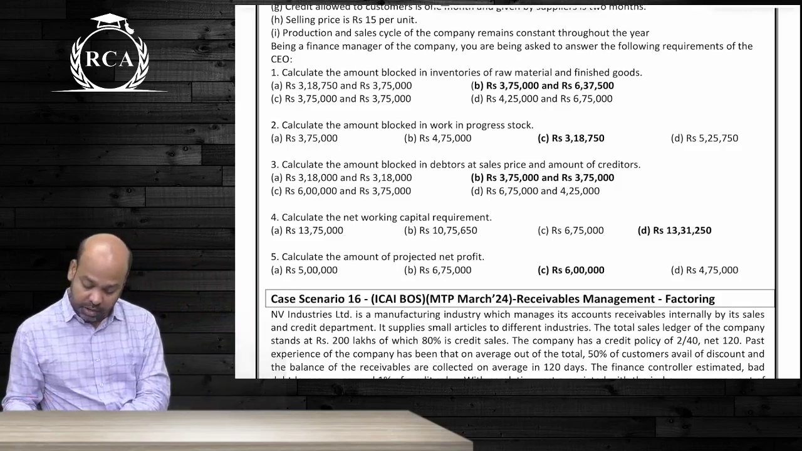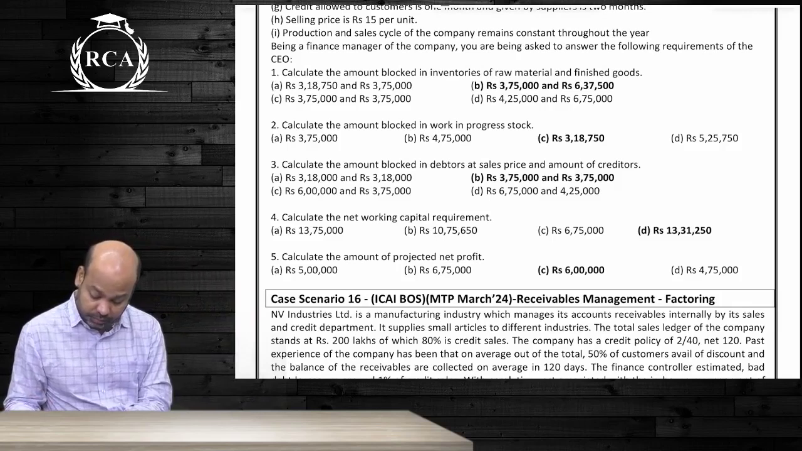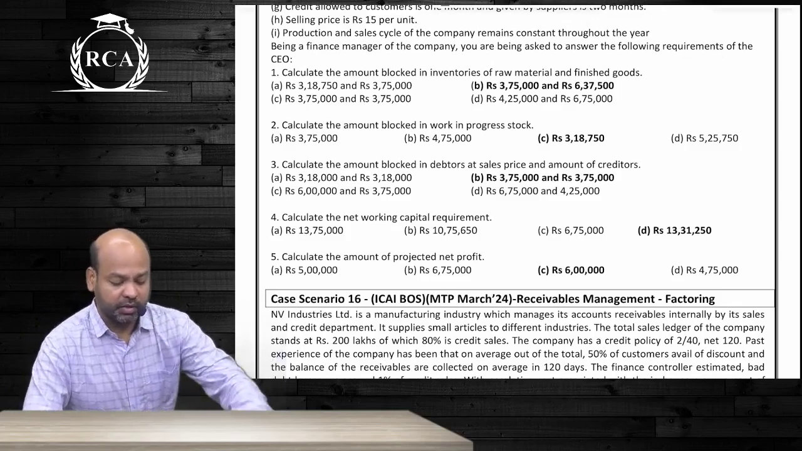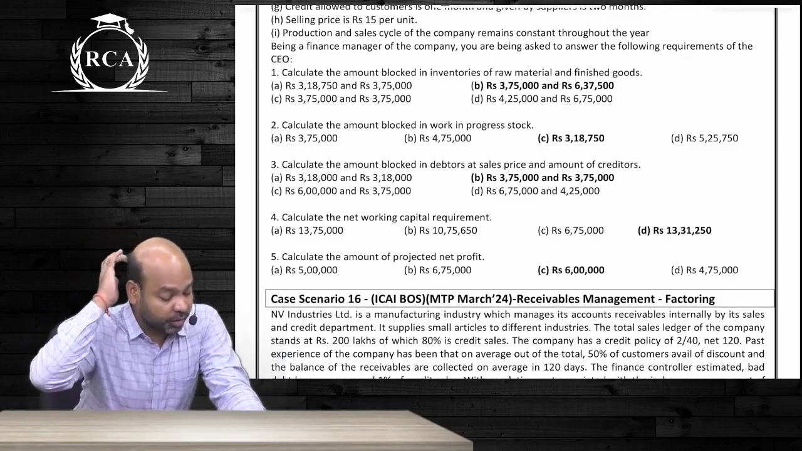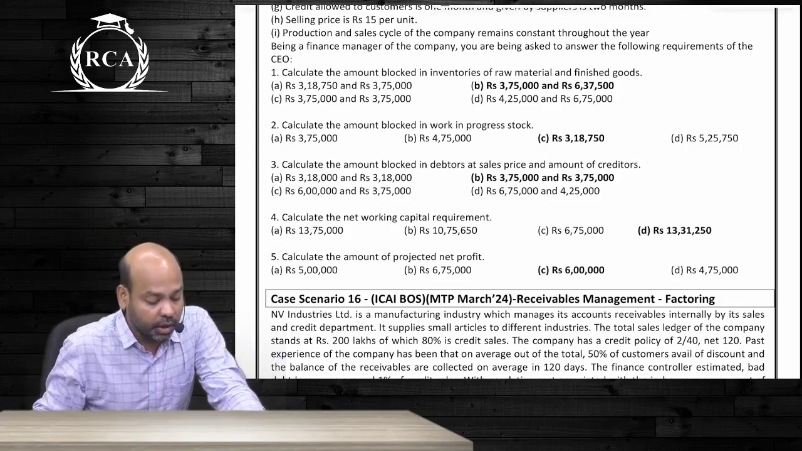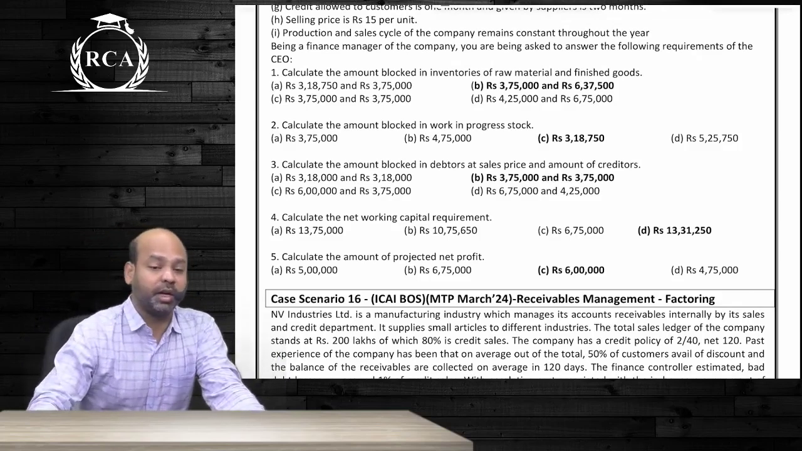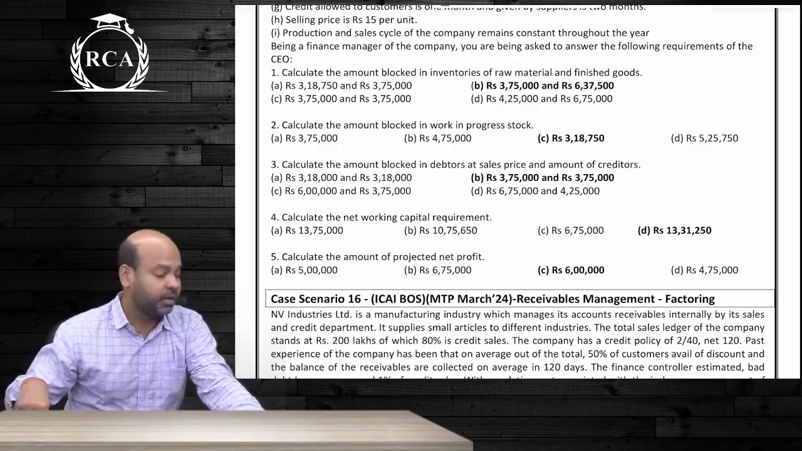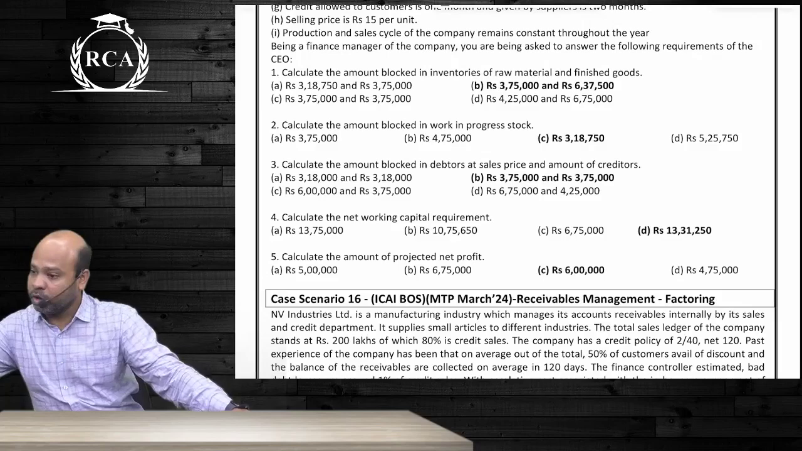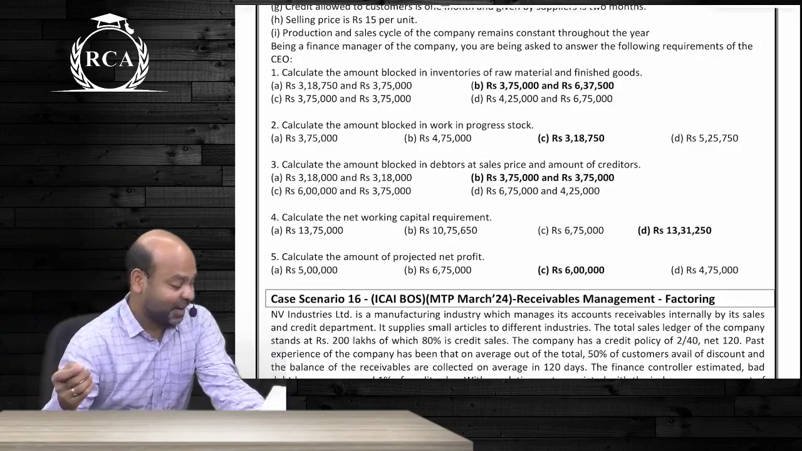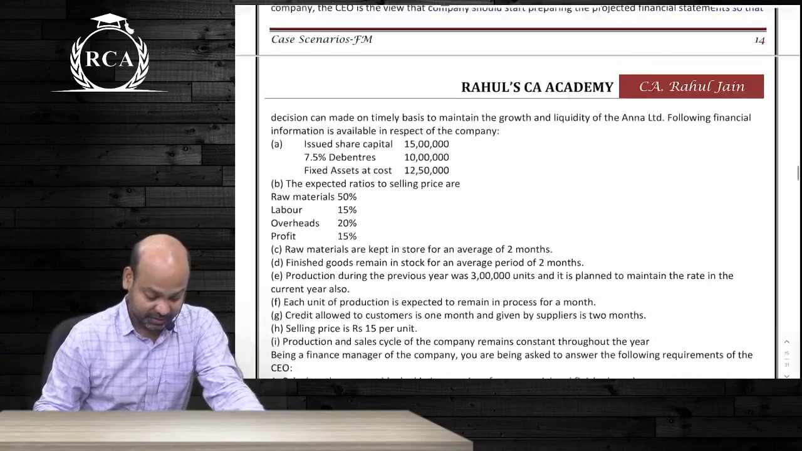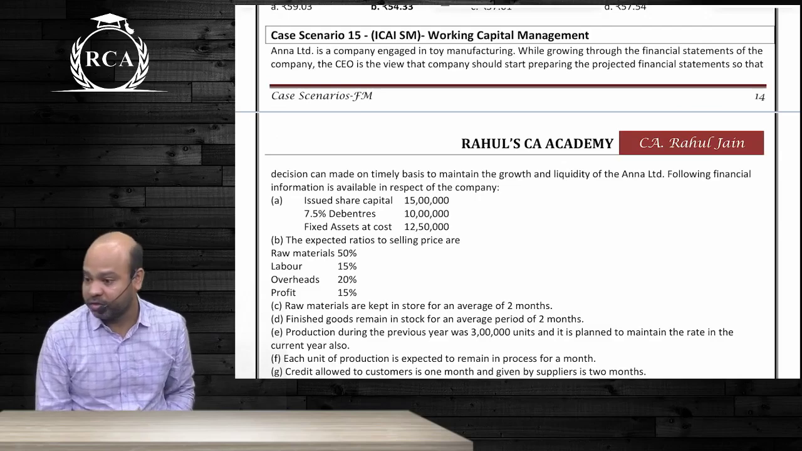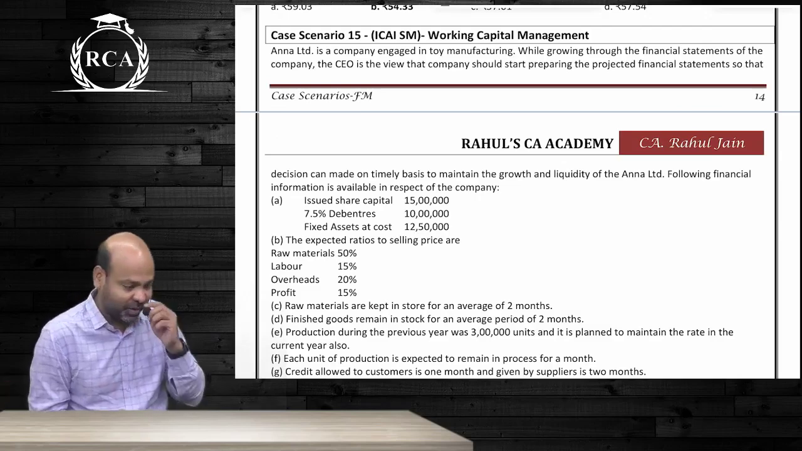I had told you to keep your pencil sharp here. So you have to calculate debtors at sales price and the amount of creditors. Using that only you will compute your net working capital and calculate the amount of projected net profit. That projected net profit you can easily present by presenting your cost statement. Now let's go back to the question. First mark that debtors point. We are not going to compute debtors on the basis of cost of sales. We are going to compute debtors on the basis of sales price.